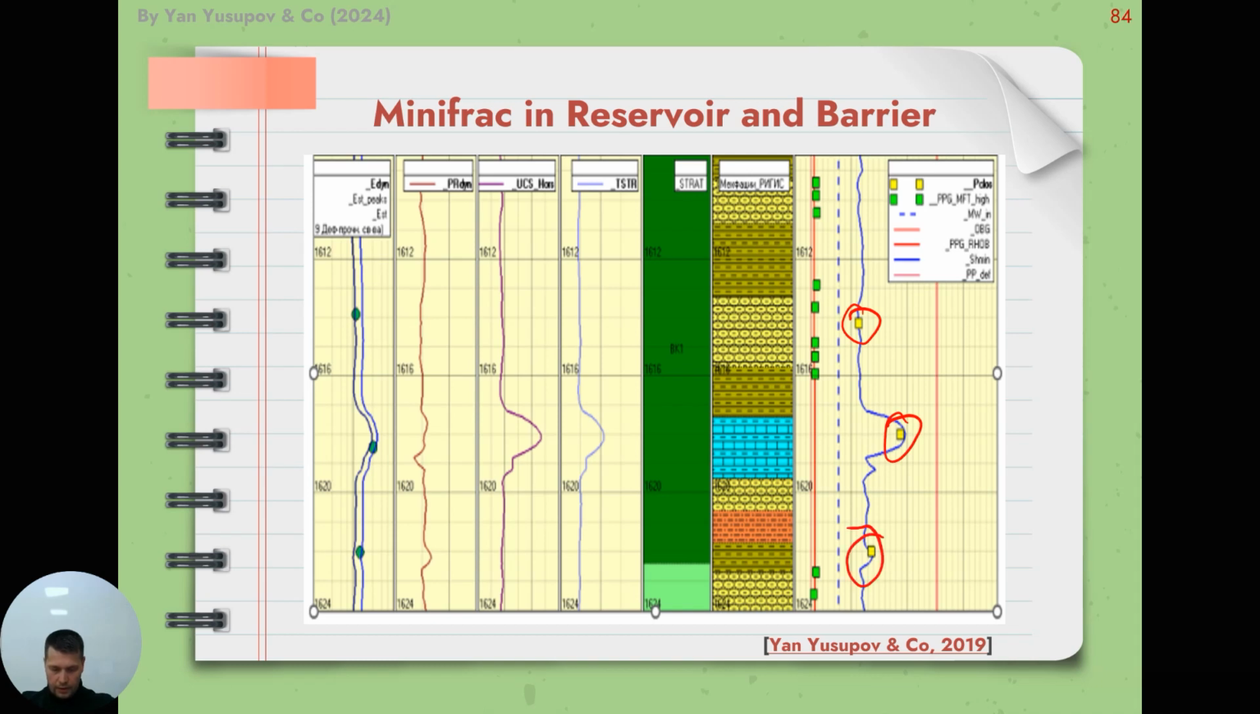This is one of the examples where a reservoir and a seal between two reservoirs were studied. The seal has carbonate mineral composition, and as you can see here, the minimum horizontal stress in the seal is more than the minimum horizontal stress in the reservoir.